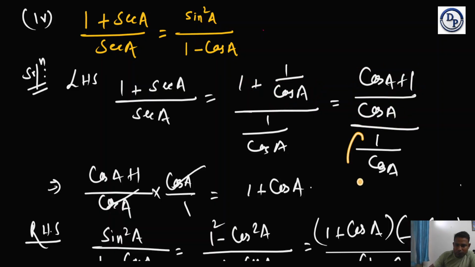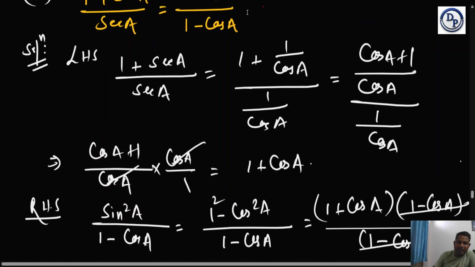Now I took the reciprocal of this because this is the main division, as I did in the previous question as well. This is (cos a plus 1) divided by cos a, and this cos a by 1. This cos a gets cancelled after making them reciprocal. So now we are left with 1 plus cos a.